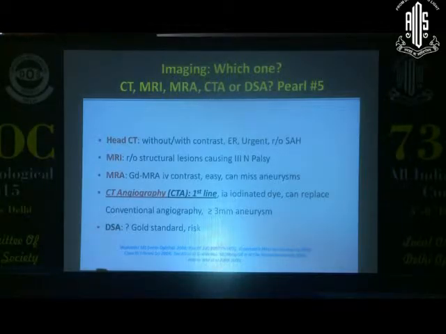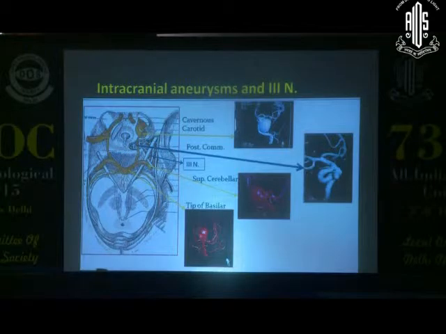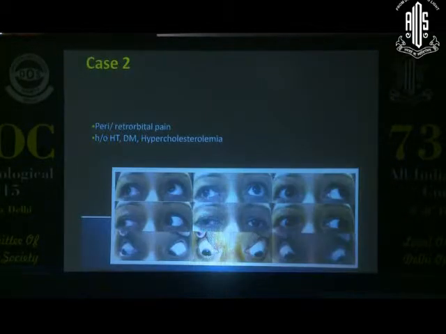But that apart, between CT angiogram and MR angiogram, I would say it's more to do with the local expertise and the radiologist whom you refer your cases. For example, a good, well done angiogram on a 64 slice CT would be a lot better than doing a non-contrast. So these are the various aneurysms that can affect third nerve. Now move on to second case.